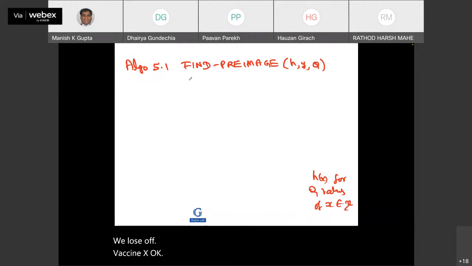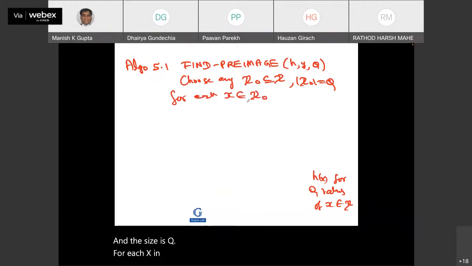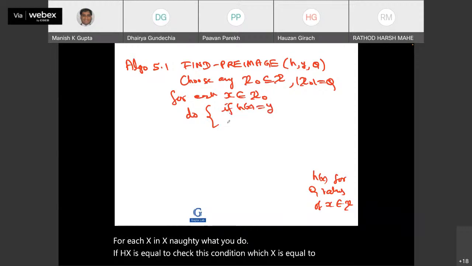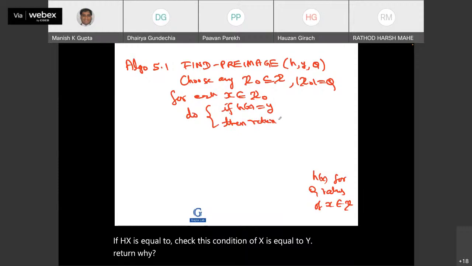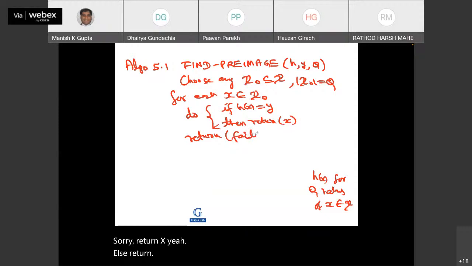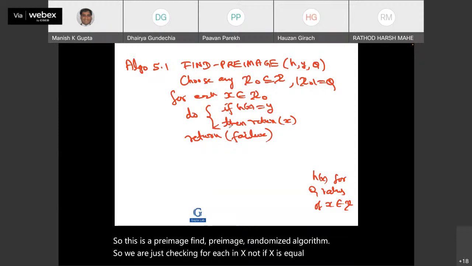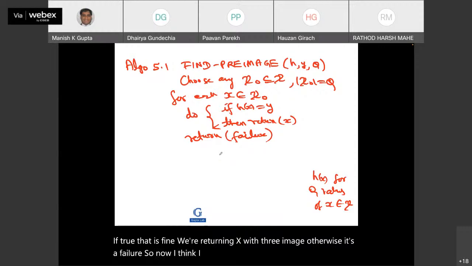Find preimage: choose any x naught, a subset of X, of size q. For each x in x naught, check the condition: if h(x) is equal to y, then return x. Else return failure. So this is the find preimage randomized algorithm. We are just checking for each x in x naught if h(x) is equal to y. If true, we return x, the preimage. Otherwise, it's a failure.